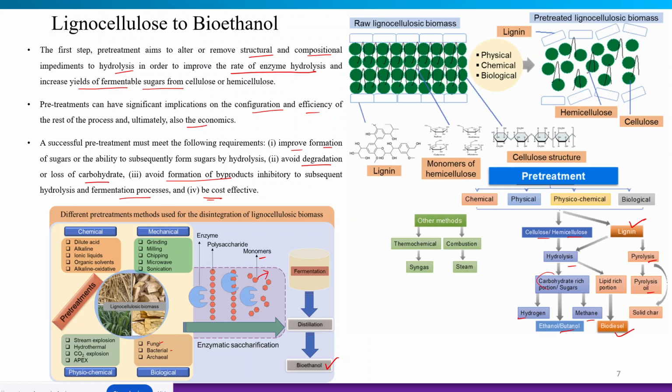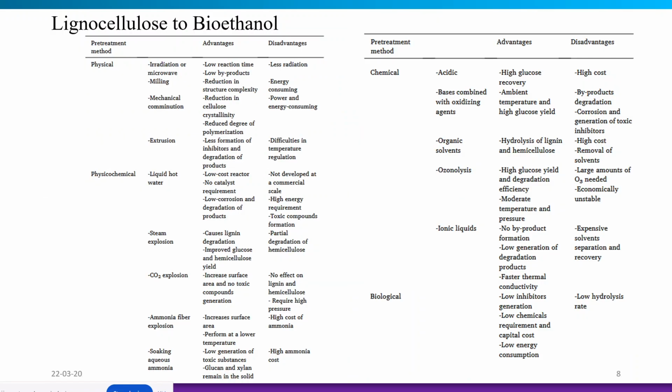So we have already discussed this biochar and bio oil in the last class, so we are not going into details on those topics. We have also already discussed the other thermochemical conversion methods like syngas, and combustion, which gives steam for the utilization of the rest of the residues. So this is the overall concept of how you are utilizing the lignocellulosic biomass for the production of bioethanol as well as other byproducts.